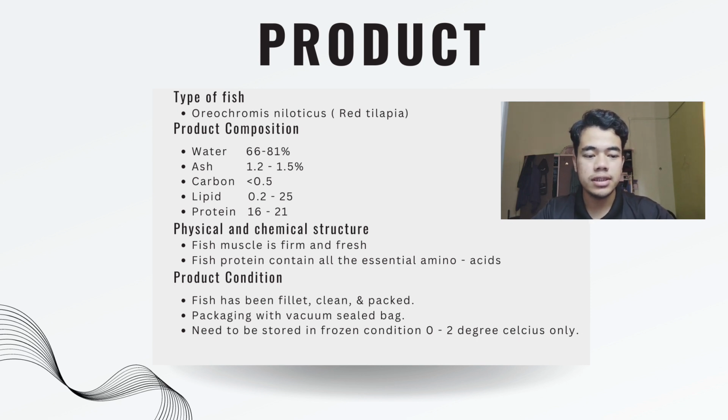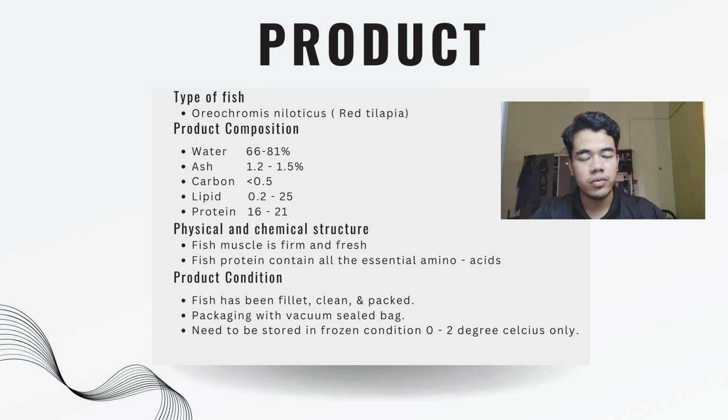So third is physical and chemical structure. First, physical: the fish muscle is firm and fresh, and the chemical structure, we can say, is that fish protein contains all the essential amino acids. Last is product condition. The fish has been filleted and cleaned, and lastly been packed.